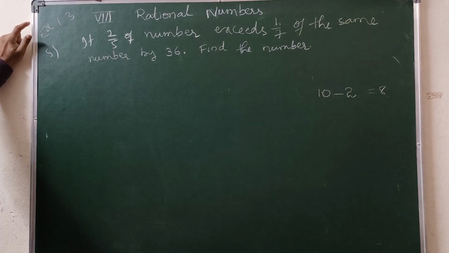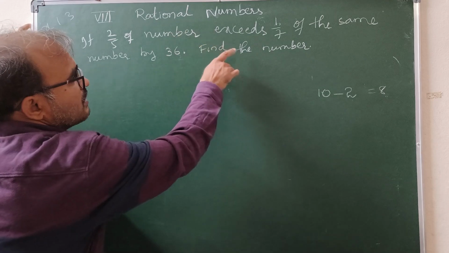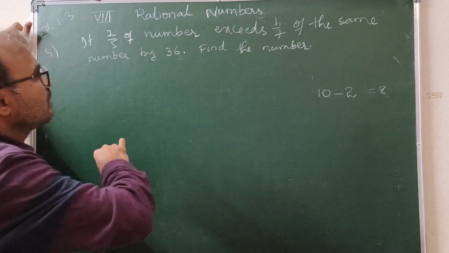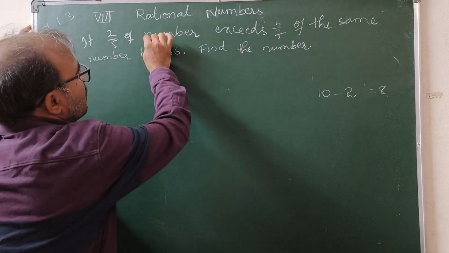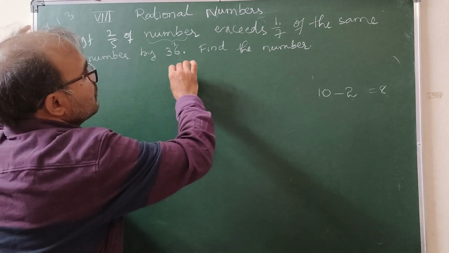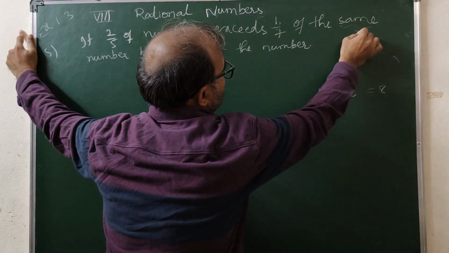Now they are saying 2 by 5 of a number, right? 2 by 5 of a number exceeds 1/7 of the same number by 36. Find the number. So actually we have to consider here one number x. Let the number be x, right? And 1/7 of the same number. Same number means again here x.